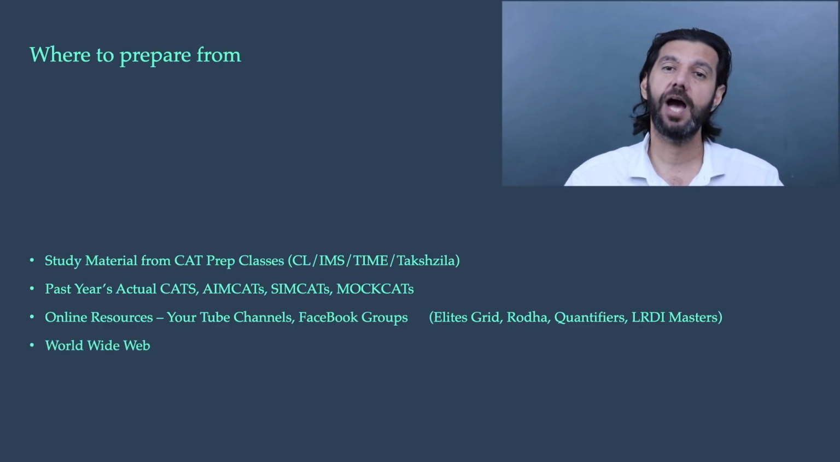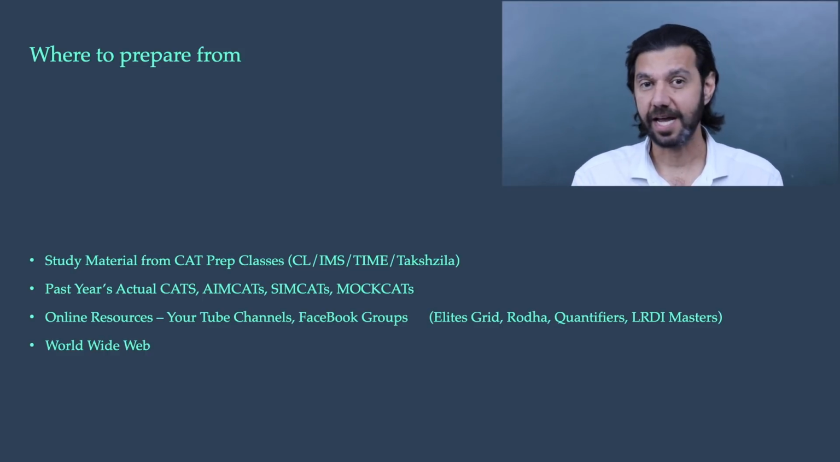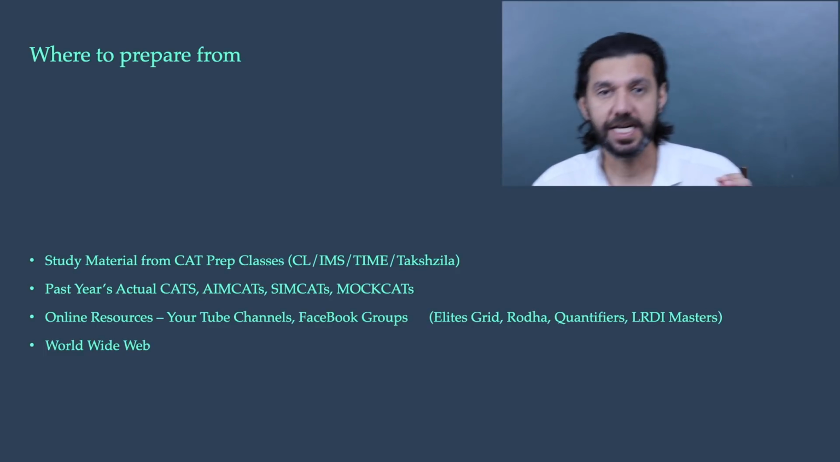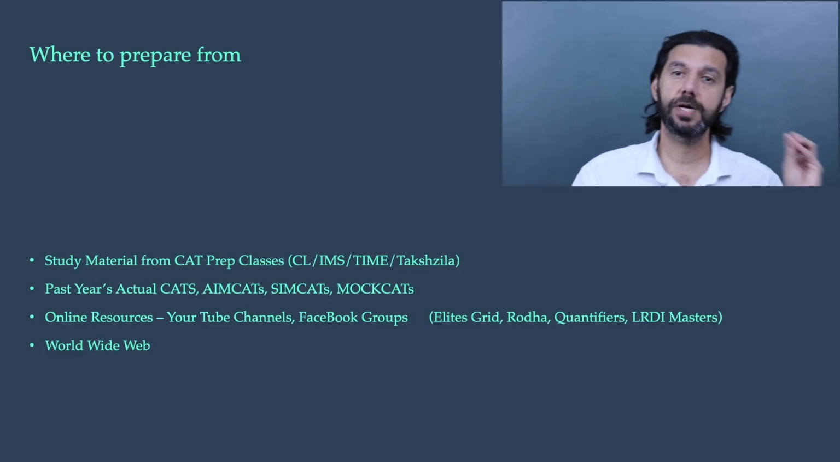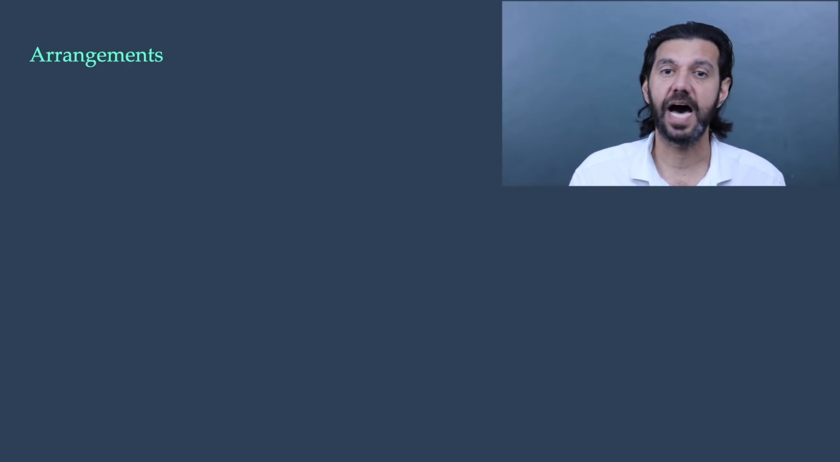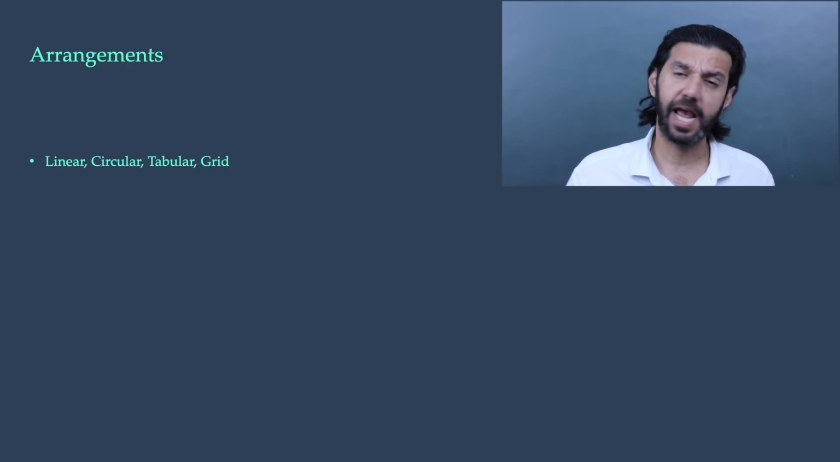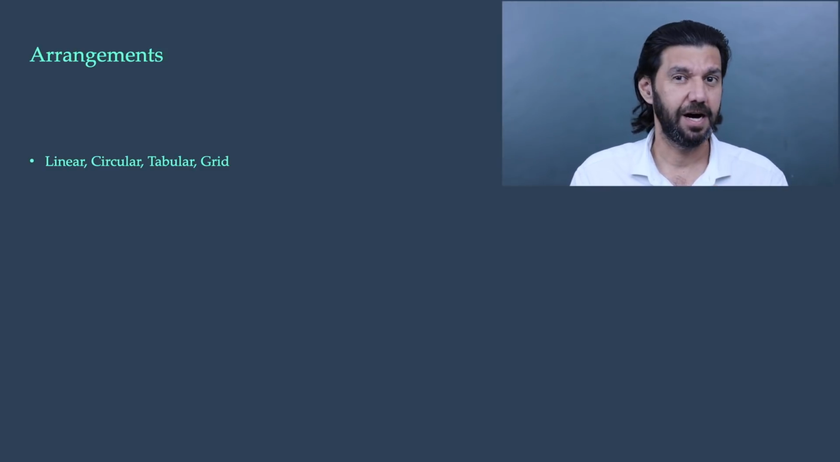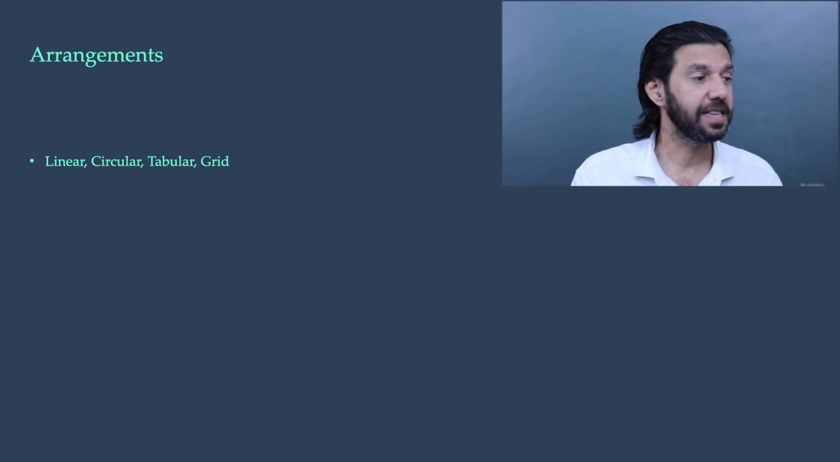And obviously you have the entire internet. Now, this is again a place where finding things is going to be tough. So let's take each topic and see how you can use these resources to prepare for them. First topic is arrangements. Now, it could cover any sort of arrangement: linear, circular, tabular. Yeah, and they go by the name of logic grids.